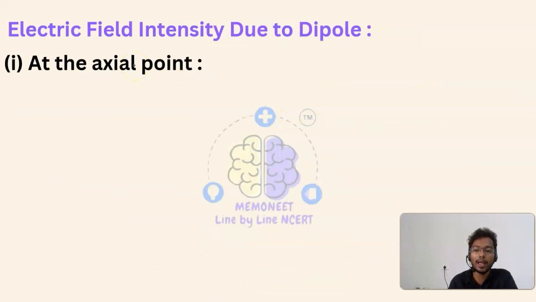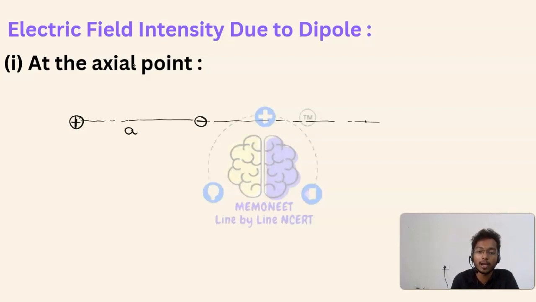Intensity due to dipole at the axial point. Let's say we have here the positive charge and here another negative charge, and it is separated by some distance a. Okay, so what is the axial point? Axial point is the point which is present on the line joining the two charges, on its own axis. This is the axis of the positive and negative charge, where these two are present on the same line, and this will be the axial point P.